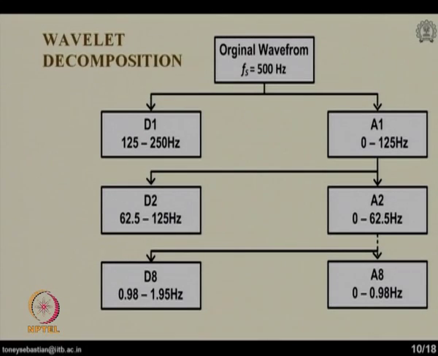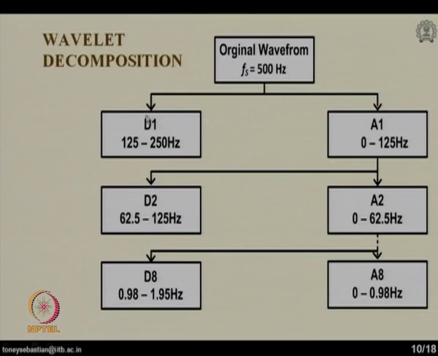Now, this is the basic wavelet decomposition. The original waveform is sampled at 500 hertz. Each detail gives a band pass signal and each approximation gives a low pass signal. When we are decomposing the signal into different levels, for example 8 levels or 9 levels, for the first decomposition, if the sampling rate is 500, it will have signal components up to 250 hertz because of the Nyquist criterion.